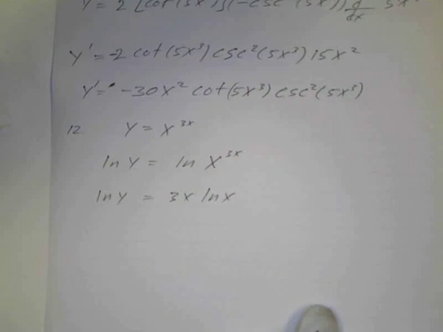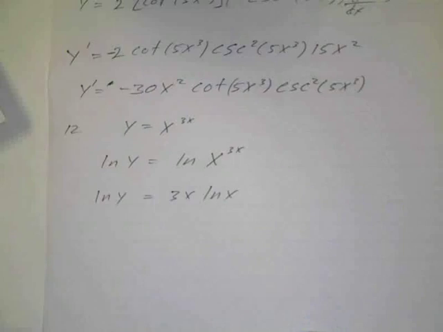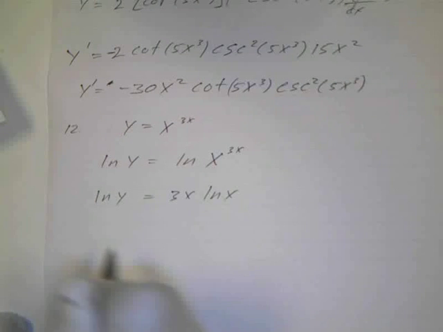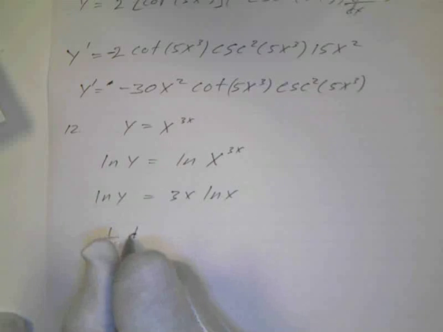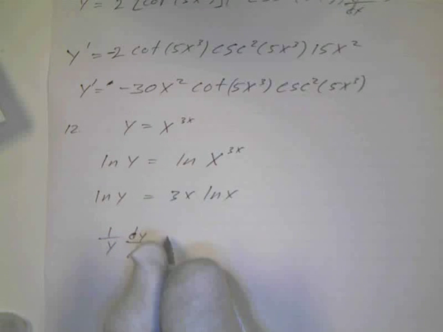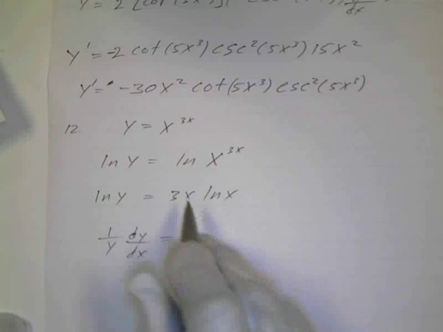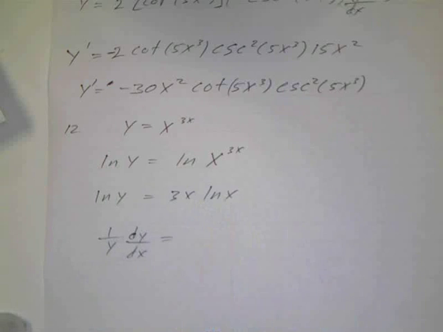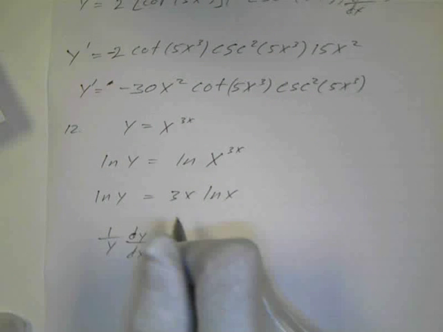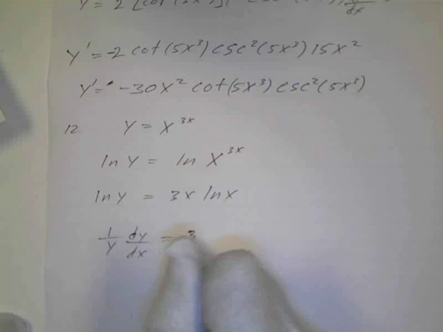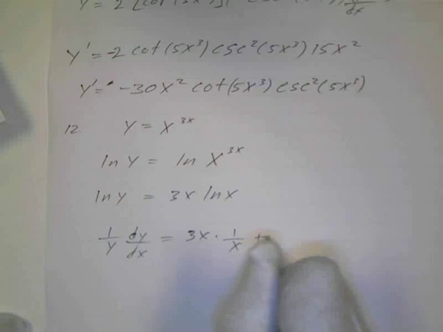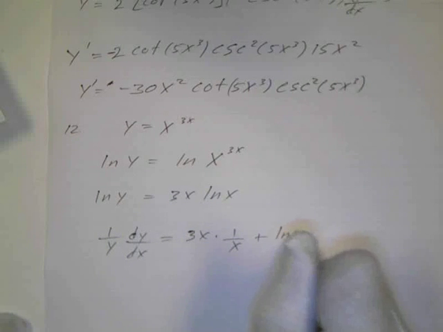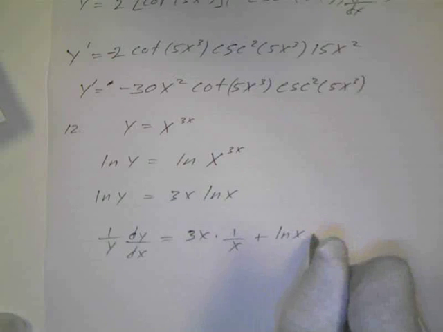So this is logarithmic differentiation. Good example of logarithmic differentiation. So I take the derivative of both sides, so this is going to be 1 over y dy dx. And that equals, it looks like I've got both variables here, so I'm going to have to use the product rule first, which is 3x times the derivative of the second, which is 1 over x, plus the second, which is the natural log of x times the derivative of the first, which is 3.